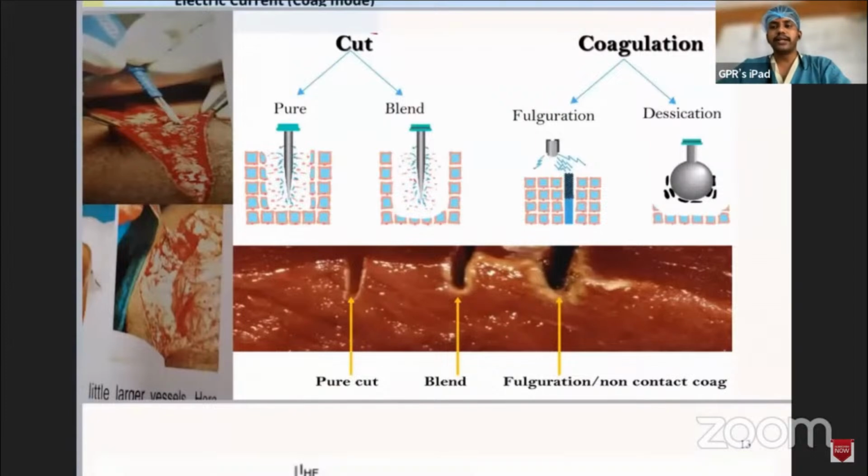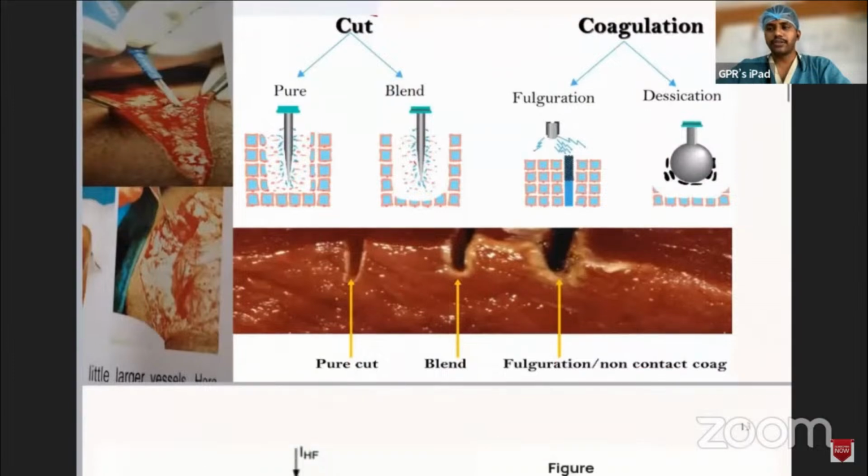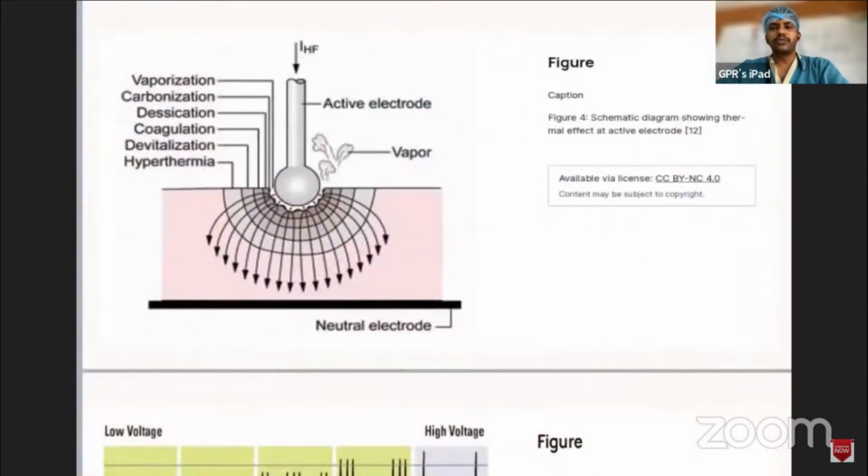When it comes to a blend current, it makes a precise, rather drastic cut, and it also has a minimal amount of coagulation property. And there is another picture to show how fulguration happens, which is a non-contact coagulation. So these are the different amounts of energy dissipation that happen whenever a high frequency electrode is placed over the tissue.